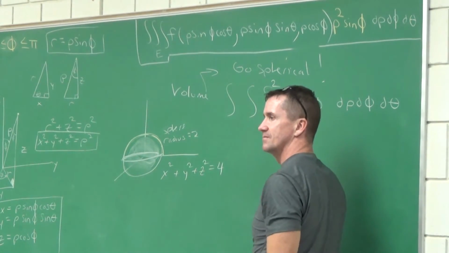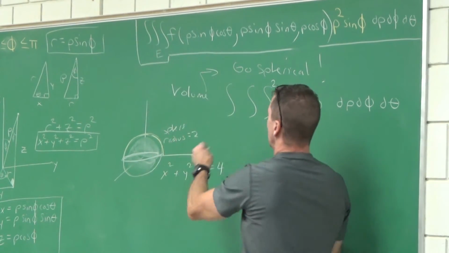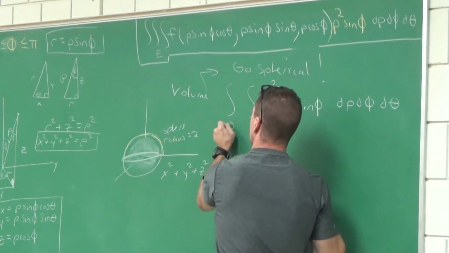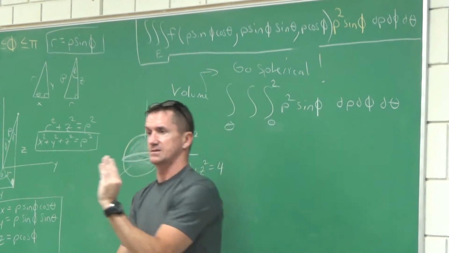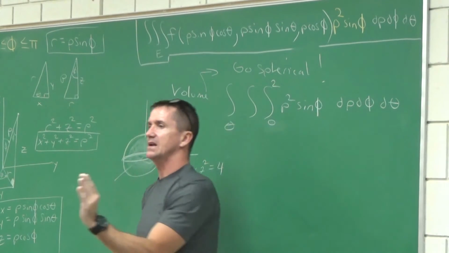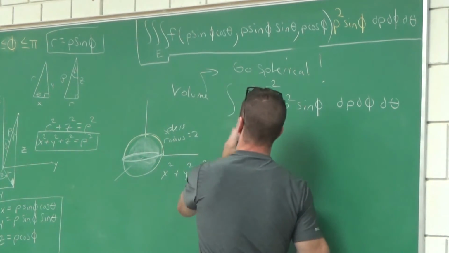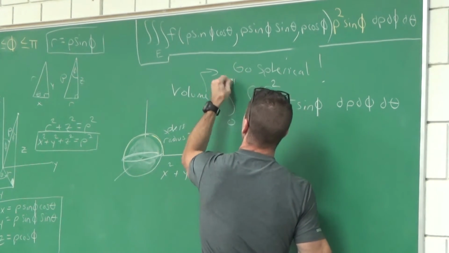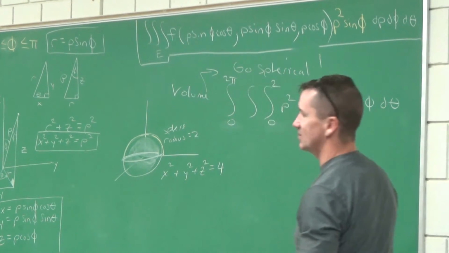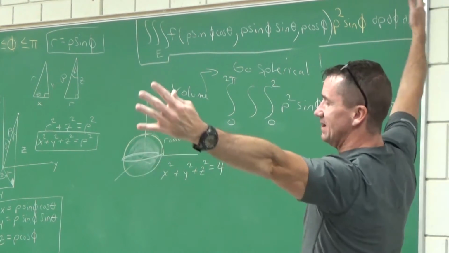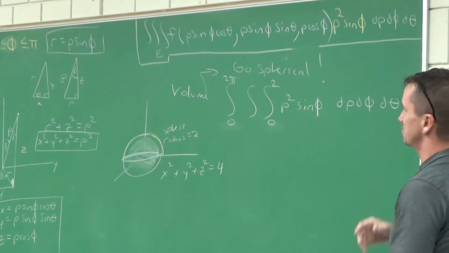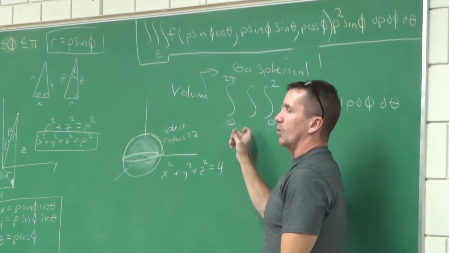Okay, cool. Let's go to theta. Remember, theta goes around like this. What's theta to get this whole sphere going? 0 to 2 pi. You got it. I'm telling you, spherical coordinates, once you get it going, may look intimidating, but it's pretty cool and pretty easy. What about phi?